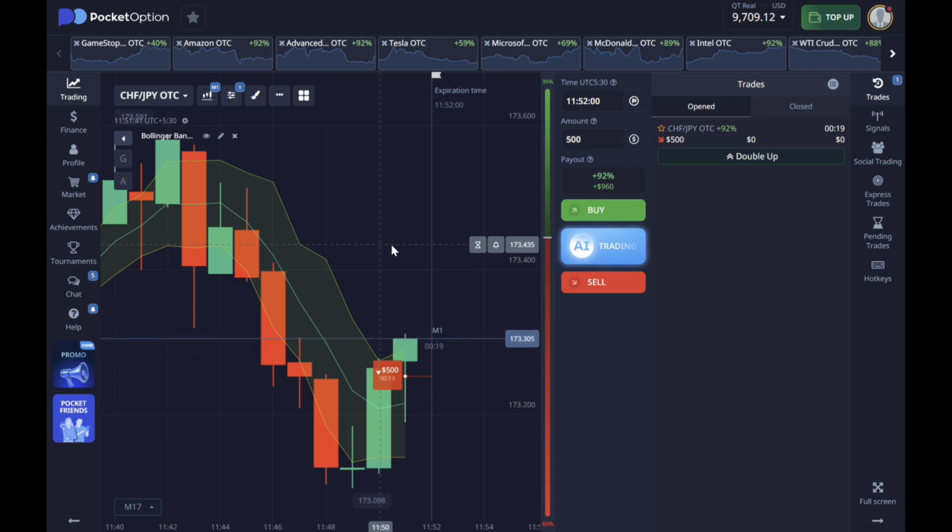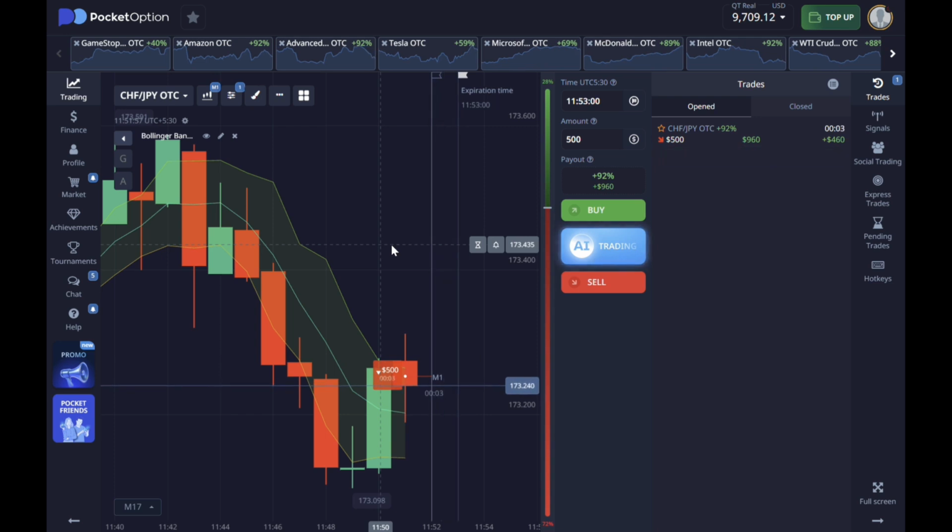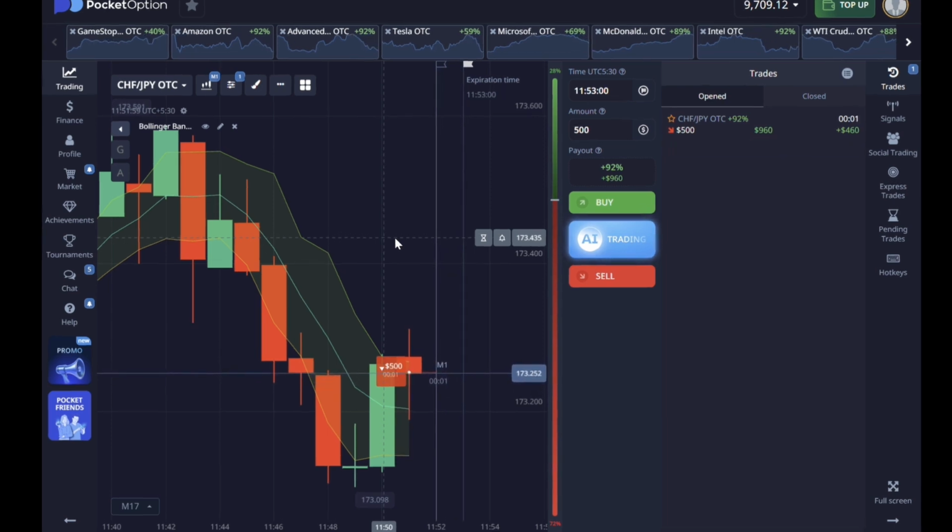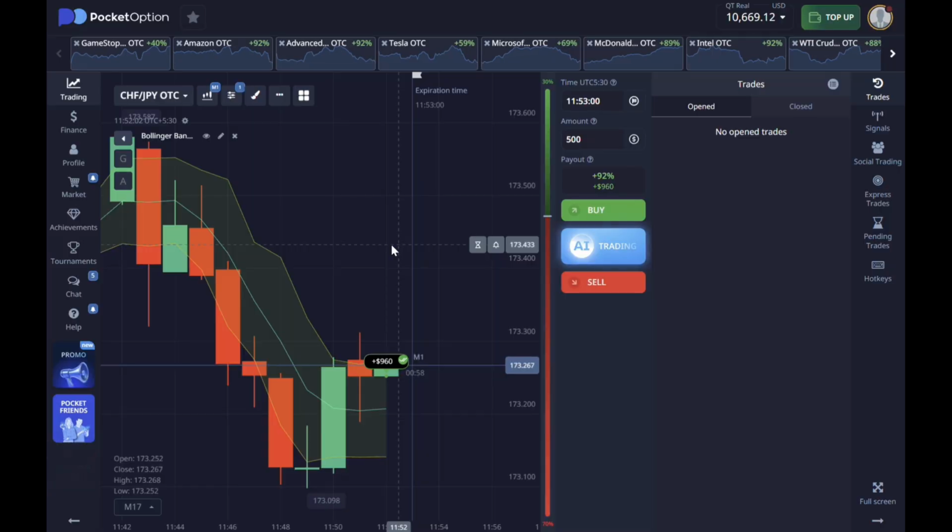Now, as you can see, I have taken a trade in the downward direction here. Why did I do that? Because the closing of the previous candle was at the same level where the upper band of the Bollinger Bands is, and the market tested that level and closed there. That's why I took a trade in the downward direction here. And finally, my trade has turned out to be profitable.